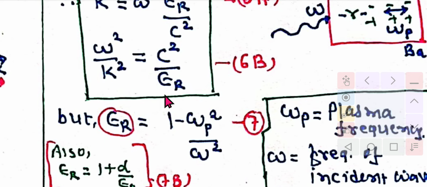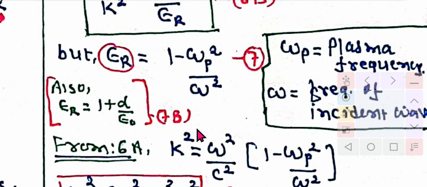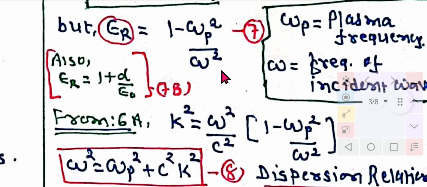Let me again say omega by k equal to phase velocity. d omega by dk can be represented by group velocity vg. Omega by k is vph, the phase velocity of a plasma, and d omega by dk is called the group velocity of a plasma. So in this way we can write this value in the equation: k square equal to omega square by c square times 1 minus omega p square divided by omega square. From this equation, place this value of epsilon r.